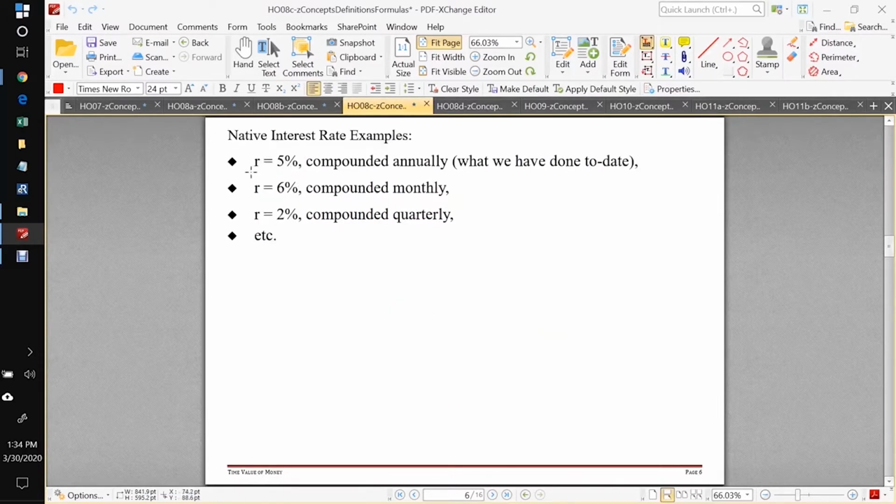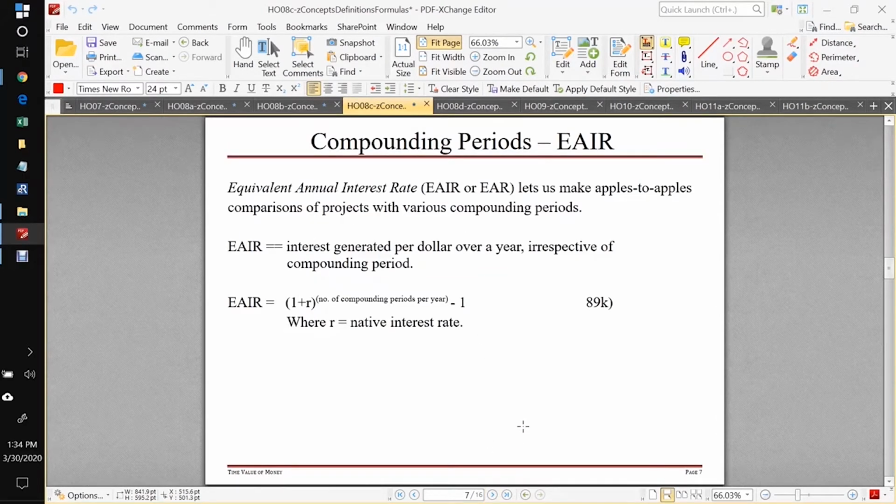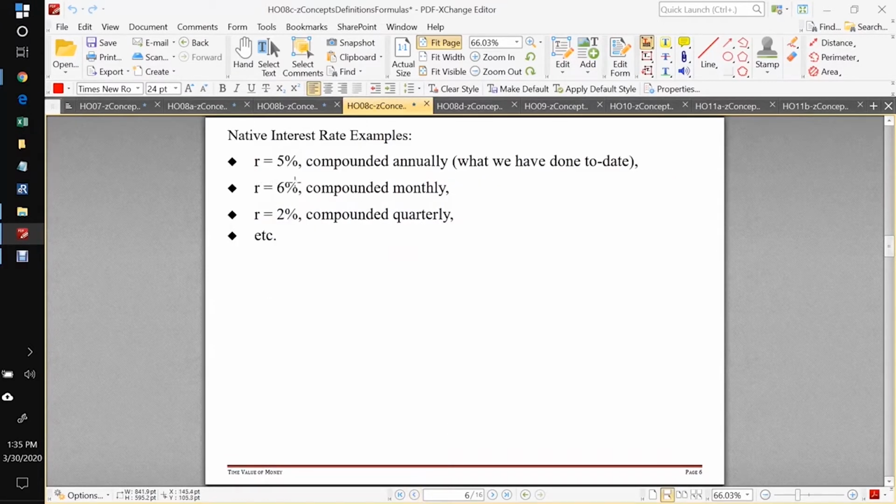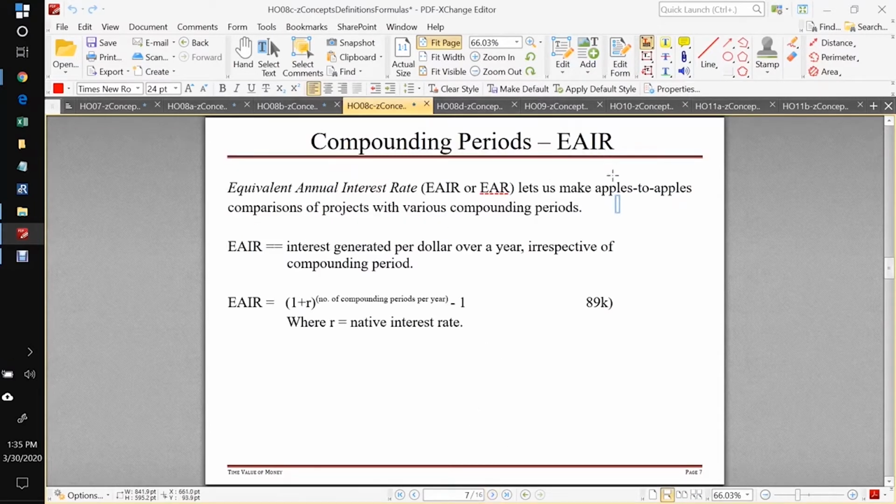So here are some examples for native interest rates. So r equal 5% compounded annually. That's what we've done to date. R equal 6% compounded monthly. R equal 2% compounded quarterly. That type of thing. And then we developed this notion of the equivalent annual interest rate, or said in some texts as just the equivalent annual rate. And we developed this because oftentimes in the real world, you're going to look at a project with, say, 5% compounded annually and want to compare it to a project with 6% compounded monthly. And how do you do that? There's no good way to do that without getting our compounding units and time units consistent across projects. And the EAIR is what allows us to do that.